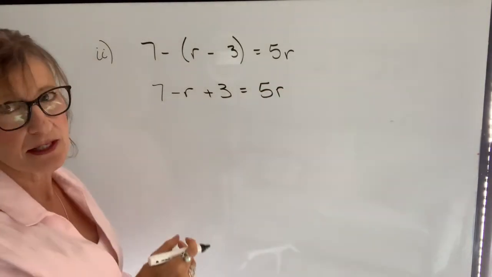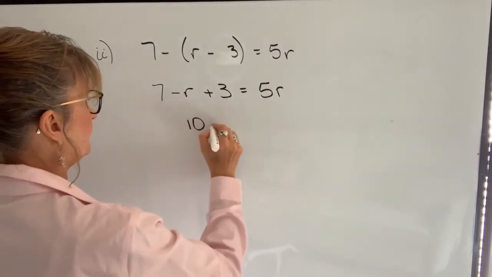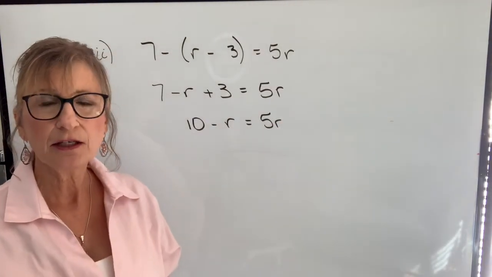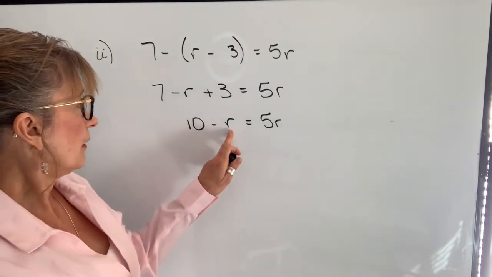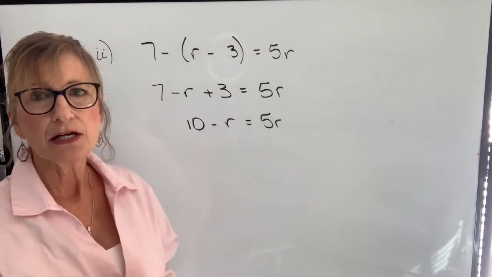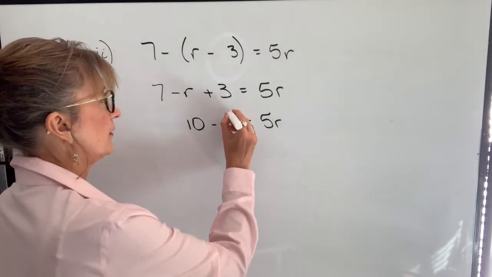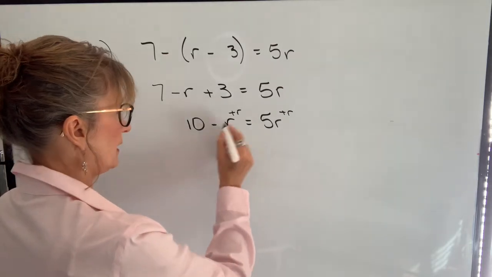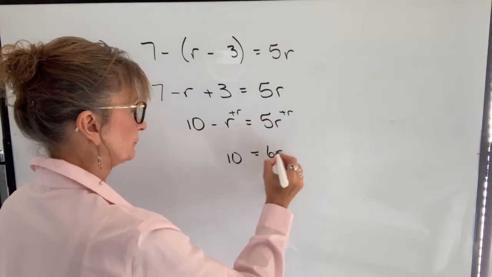I can simplify this side of the equation further, so I typically will do that. So 7 plus 3 is 10. I usually like to simplify as much as I can before I start moving terms around. Now I have r on this side and r on that side. I want to combine my terms containing r, and I'm going to do it in a way that I'm going to have a positive coefficient for r. So I'm going to add r to both sides. So I'll be left with 10 minus 0 equals 5r plus r is 6r.